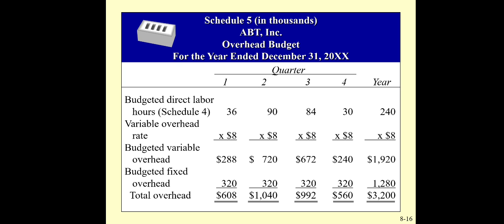And then you have to times the variable overhead rate. So this overhead rate is coming from calculation of POHR. A business should have a predetermined overhead rate. So in this sample budget, the overhead rate is $8 per labor hour. So you times $8 every quarter, and then after that you can calculate the item number 3 in the budget, budgeted variable overhead cost. So quarter 1, you see there the budgeted variable overhead cost is equal to $288,000.